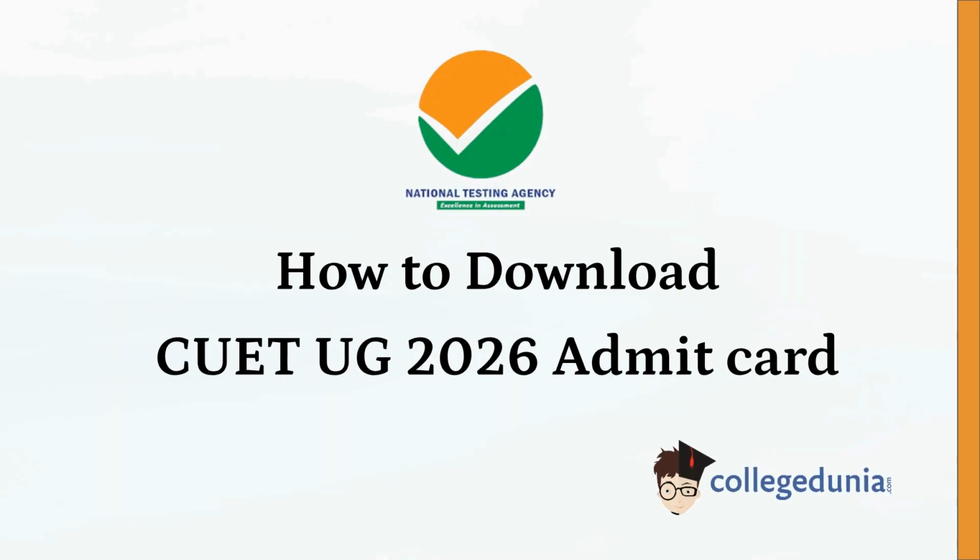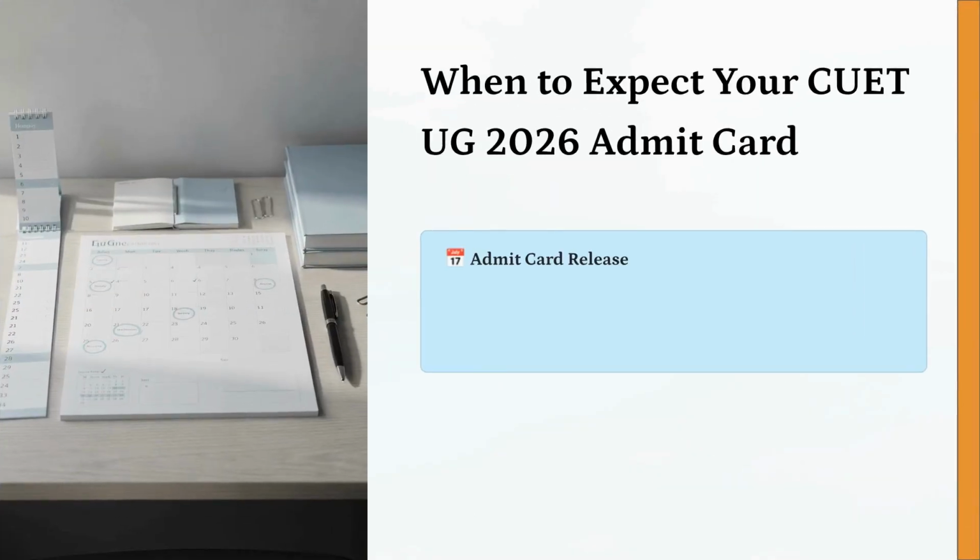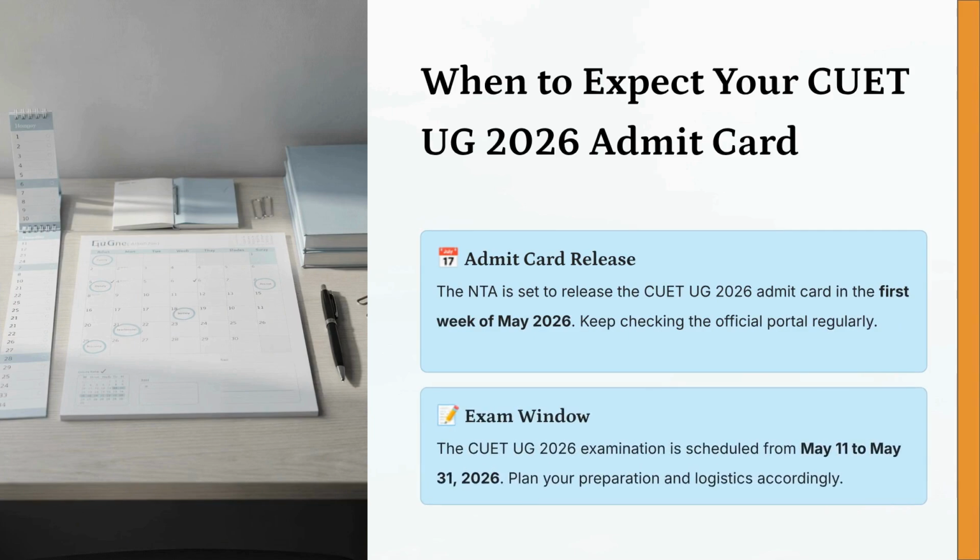The CUET UG 2026 examination is just around the corner and one of the most important documents you need is your admit card. So in this video, we'll walk you through everything from the expected release date to downloading it successfully and important day instructions. So let's get started. The National Testing Agency is expected to release the CUET UG 2026 admit card in the first week of May. The examination will be conducted between May 11 and May 31, 2026. Keep checking the official website regularly so you don't miss any important updates.